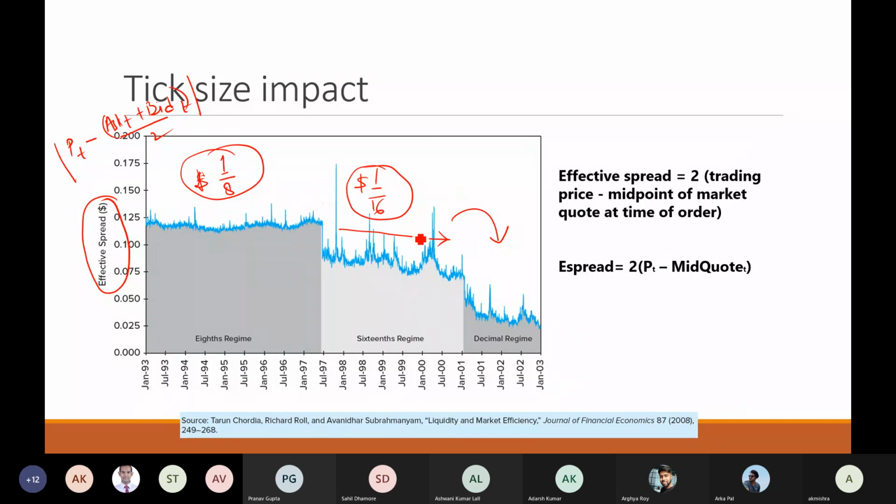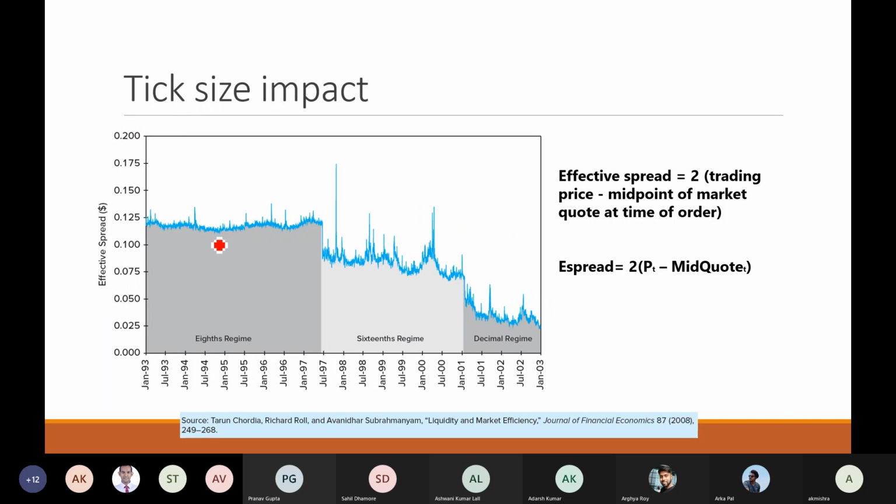So what they observed is that when this kind of regime change in tick size happened, liquidity improved. Basically, spread is a kind of cost. Spread is a measure that captures illiquidity. So this is the effective spread, and this is a two-sided effective spread, because you can buy and sell. So that's why we multiply this by 2.